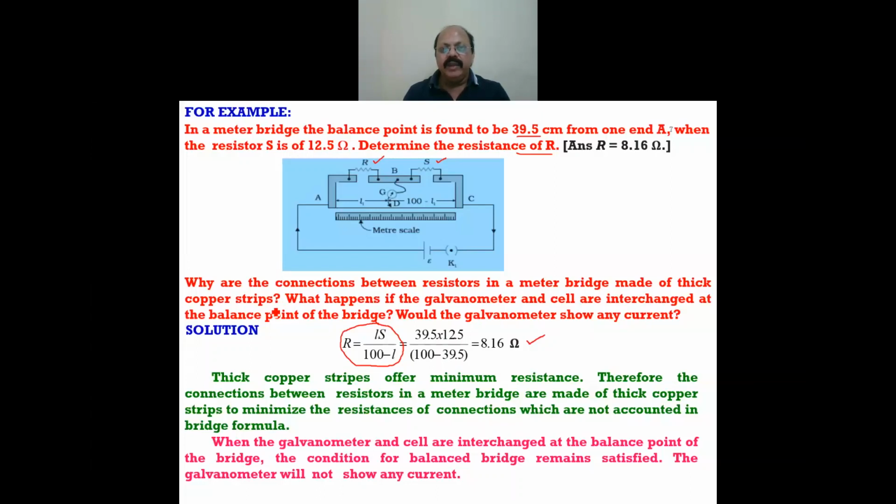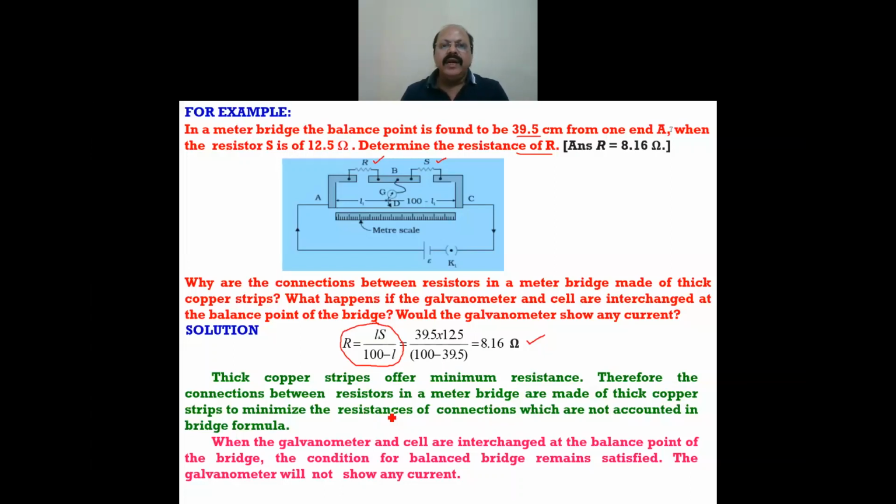I just told you, if you are taking thick copper strips, then the resistance of copper strips becomes very small, almost negligible. So thick copper strips offer minimum resistance. Therefore, the connections between the resistors in the meter bridge are made of thick copper strips to minimize the resistances of connections which are not accounted for in the Wheatstone bridge formula. Now, as I told you, R is inversely proportional to the area of cross section. So area of cross section is large, so resistance is minimum, very small.